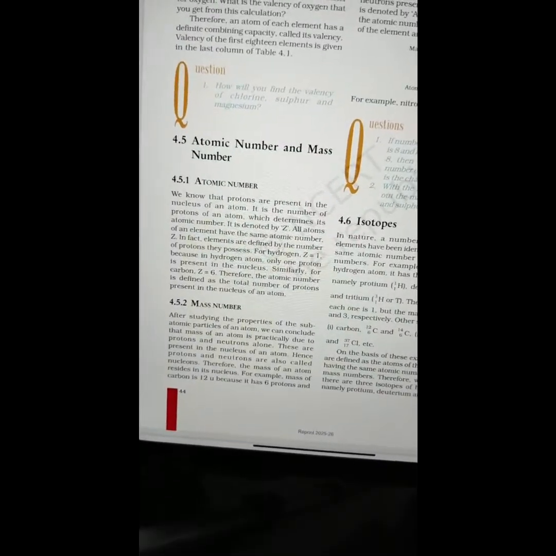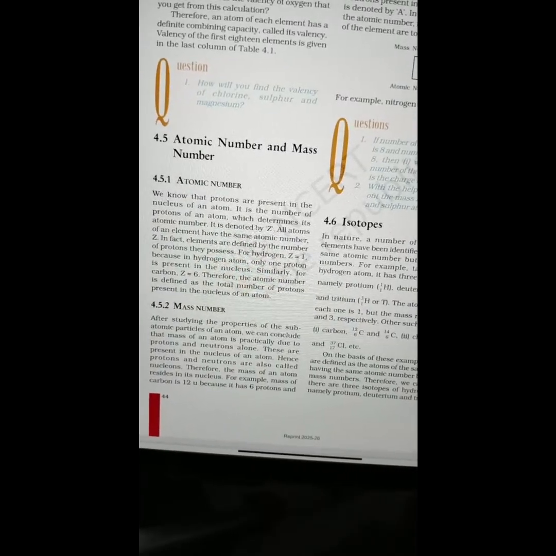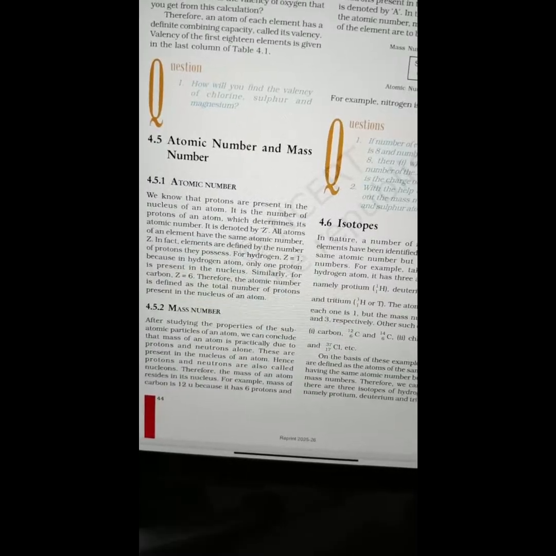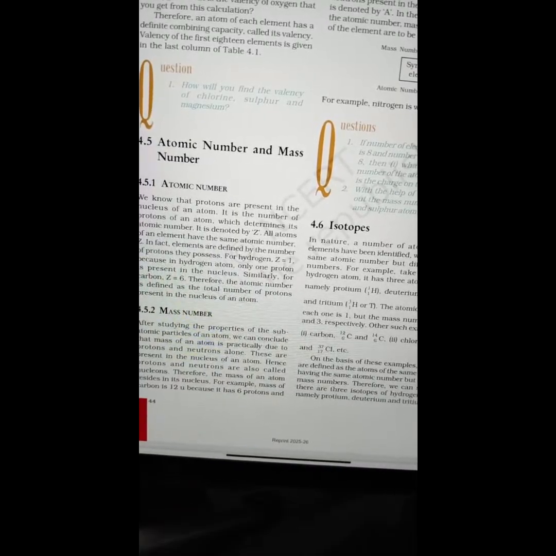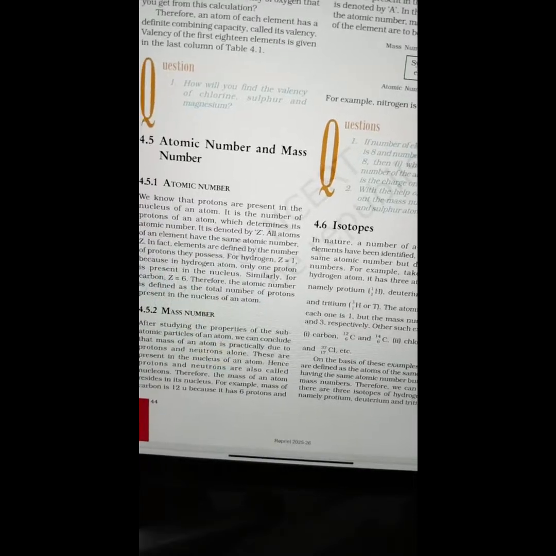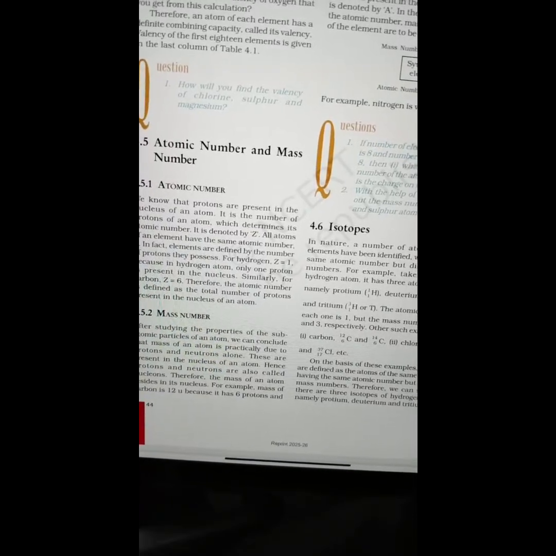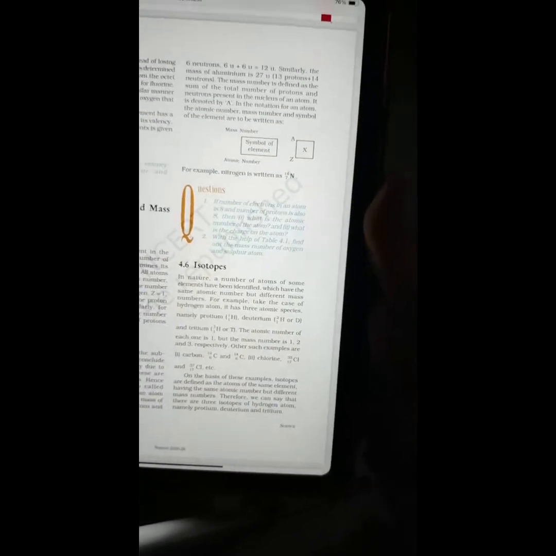Next topic 4.5.2, mass number. After studying the properties of the subatomic particles of an atom, we can conclude that the mass of an atom is practically due to protons and neutrons alone. These are present in the nucleus of an atom. Hence, protons and neutrons are also called nucleons. Therefore, the mass of an atom resides in its nucleus. For example, the mass of carbon is 12 u because it has 6 protons and 6 neutrons.